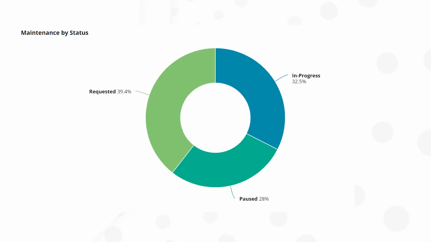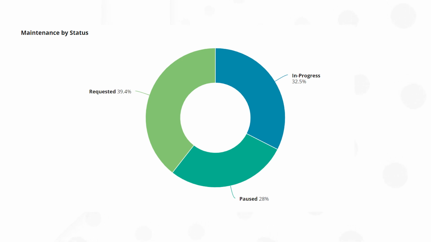To keep Acme Auto's vehicle fleet in great shape, vehicles regularly go through maintenance. I want to show Acme's supervisors a breakdown of the current maintenance workload by status. This will visually display three statuses: requested, in progress, and paused. These three parts make up the whole of Acme's current maintenance workload.